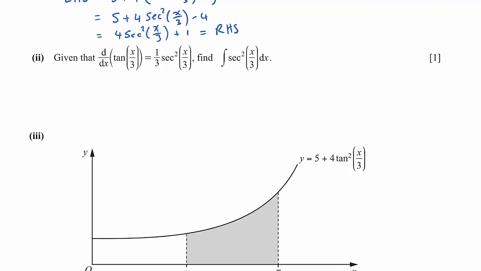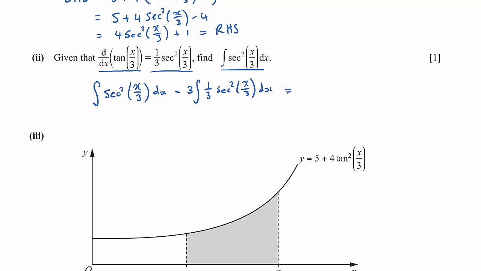So we're now given that if we differentiate tan x over 3, we get 1/3 sec squared x over 3. So we want to integrate sec squared x over 3. So if we integrate sec squared x on 3, that's the same as integrating 3 times 1/3 of sec squared x over 3.